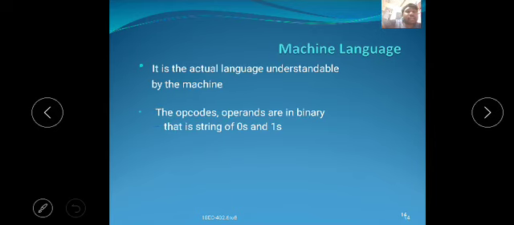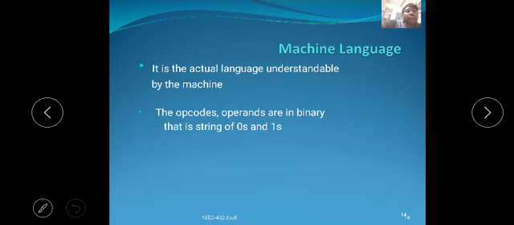The machine language is the actual language understandable by the machine. That means the machine easily understands what we are writing. That means there is no assembler, no compiler, no interpreter. We are writing the instructions or programming directly in machine-understandable language, that is machine language.